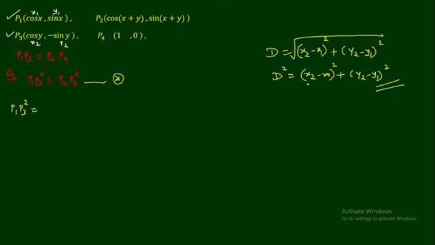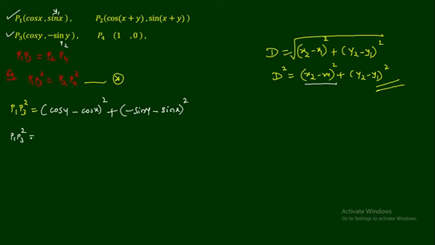So what does it say? x2 minus x1 the whole square. Look at this, x2 minus x1 the whole square is going to be cos y minus cos x the whole square. Next, plus y2 minus y1 the whole square. It means what, students? Carefully write, y2 minus y1 the whole square, minus sin y minus sin x the whole square. The task has begun.